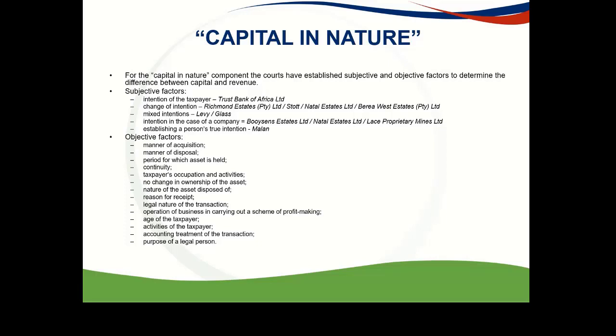If it's a scheme of profit making, then it will be revenue, age of the taxpayer, activities of the taxpayer, accounting treatment of the transaction, and the purpose of a legal person. So you must go look whether any of these objective factors would apply in the question, and if it does, you must address the ones that do apply in your answer.